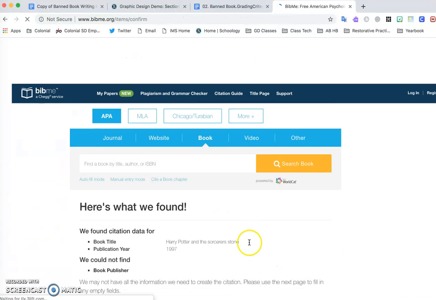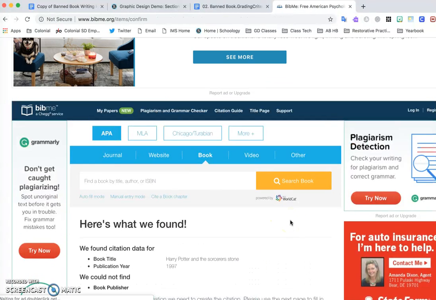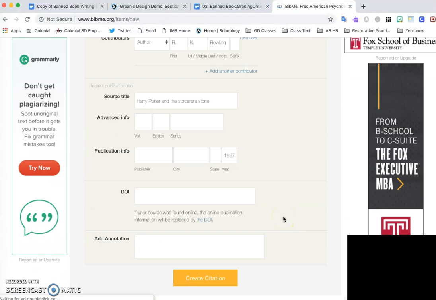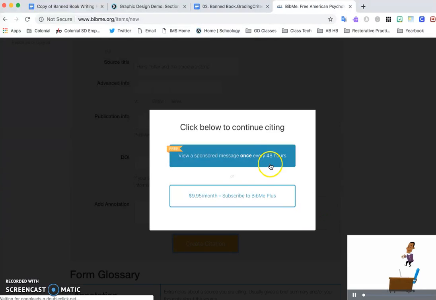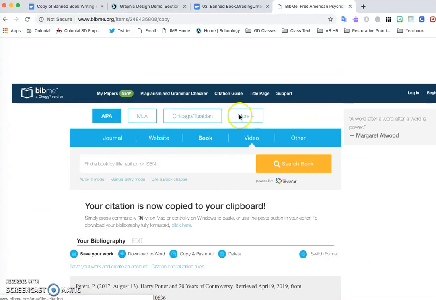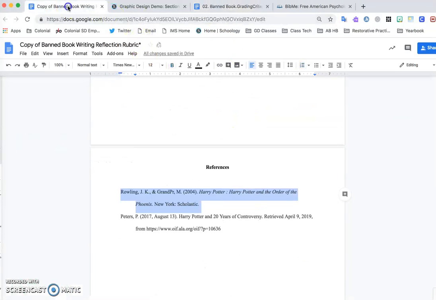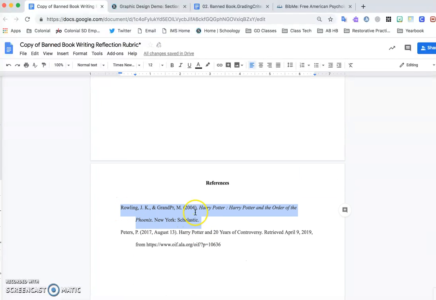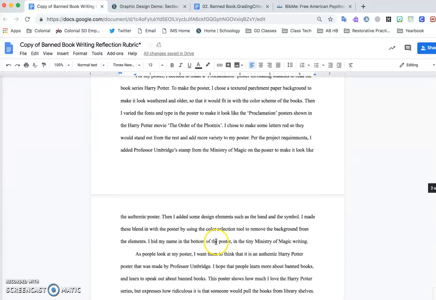Once I find the book, I'm going to click select. It's going to tell me the data that it found, and then I'm going to say final step. And I'm going to say create citation. This message might pop up for you, and you could just click this. So once that ad runs through, you can then copy and paste your citation. So I'm going to copy this, and then I'm going to paste it over here in my Word document. All right, so again, everybody should have at least one citation, and it should be your banned book.